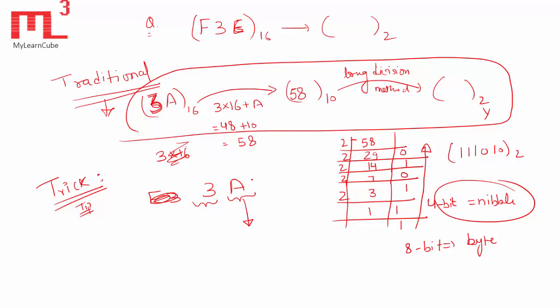So represent each of these digits, or each of these values, by using a 4-bit nibble. A represents 10, and 10 in binary is simple, you know, this one. 3, and 3 in binary you can represent this way. So directly you can put this as the answer. This is a simple way.